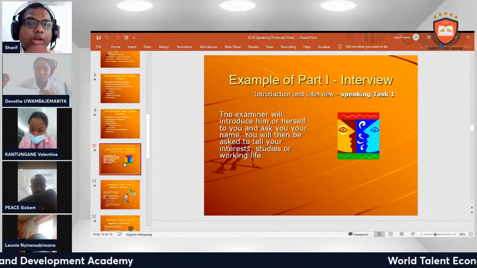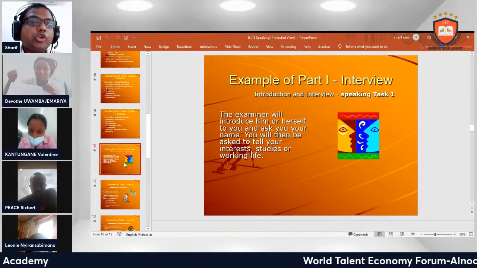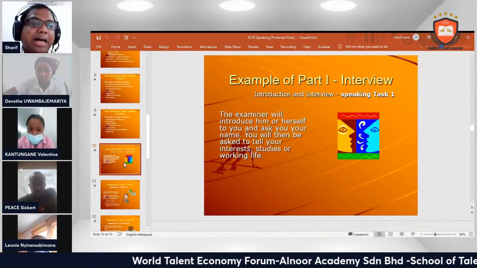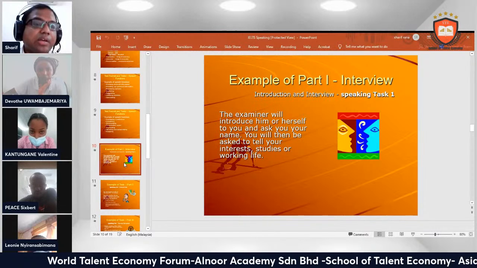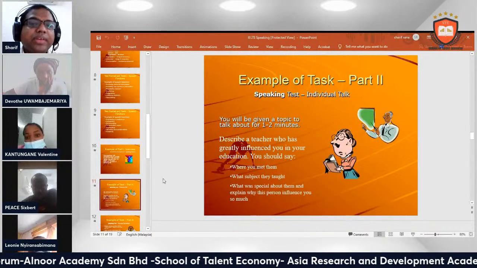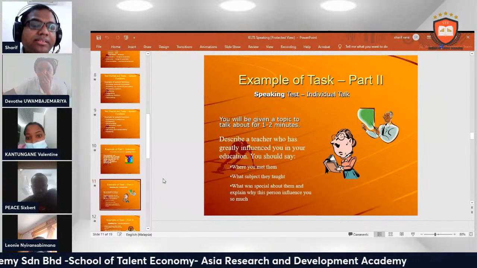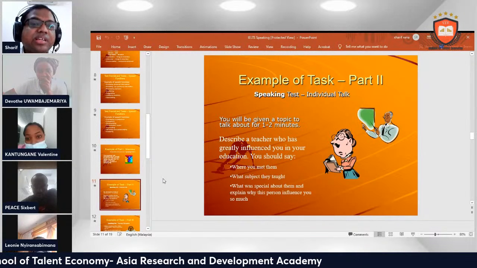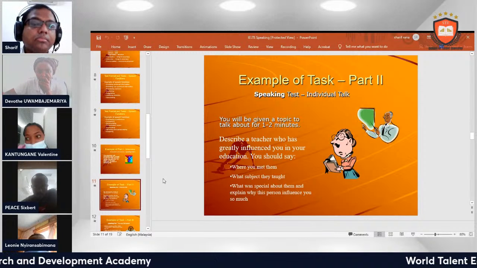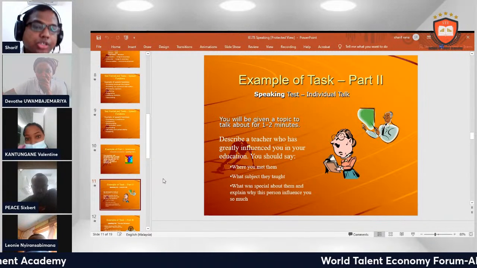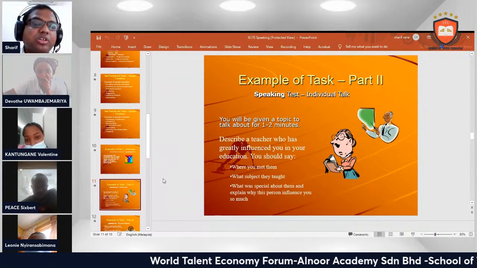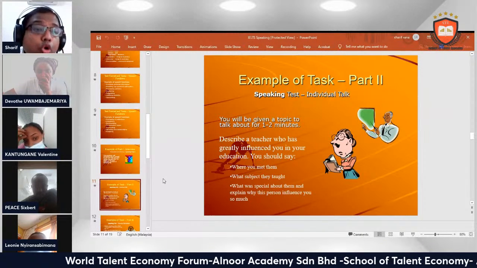So for the interview, the examiner will introduce him or herself to you and ask you your name. You will then be asked to tell about your interests, studies, and working life. Example of the task: you will be given a topic to talk about for 1 to 2 minutes. Describe a teacher who has generally influenced you in your education. You should say where you met them, what subject they taught, what was specific about them, and explain why this person influenced you so much.